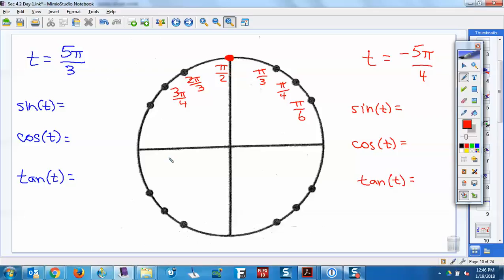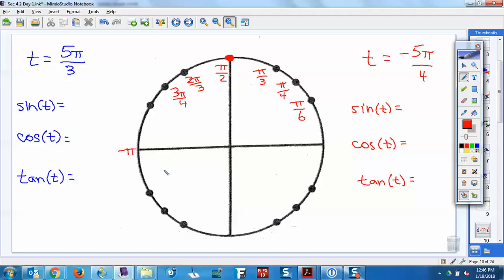Okay, let's stick with the pi over 4s right now. 1 pi over 4 was here. 2 pi over 4 is here, which reduces to pi over 2. 3 pi over 4 is here. What's next? 4 pi over 4, which would be pi.